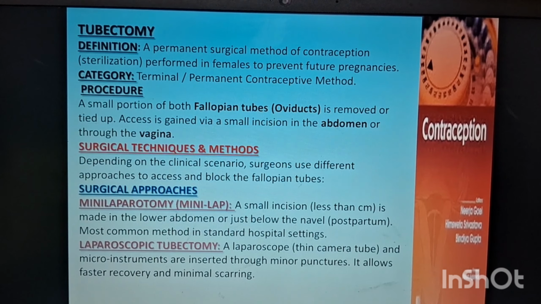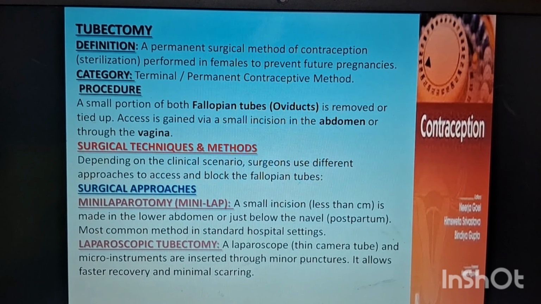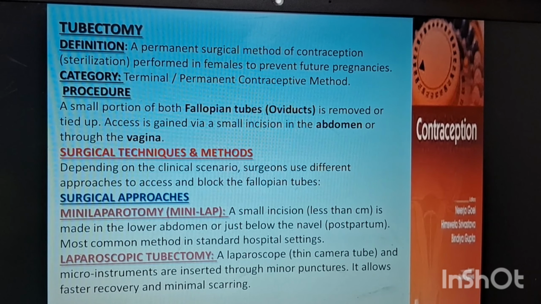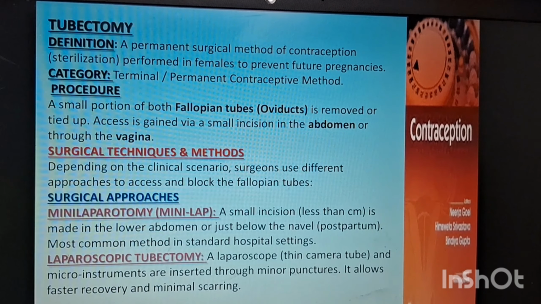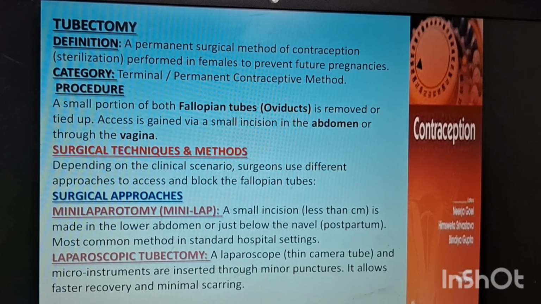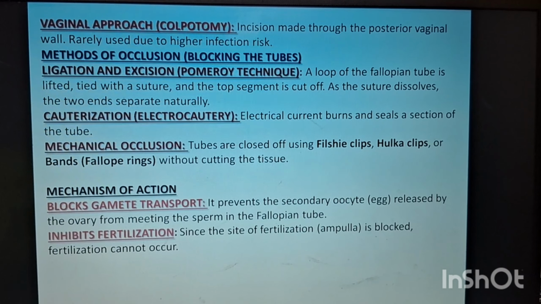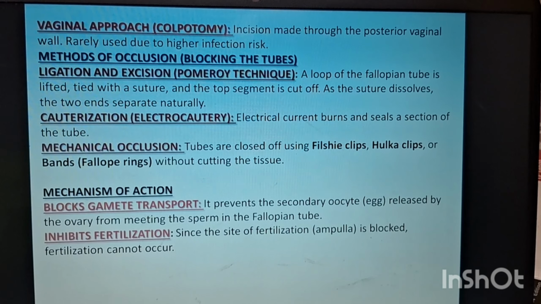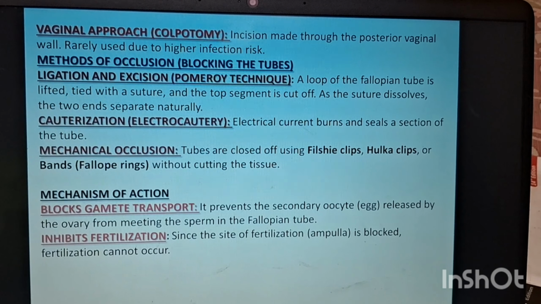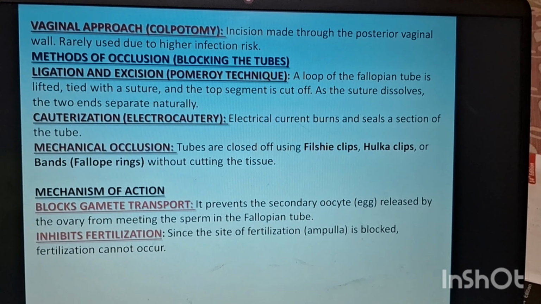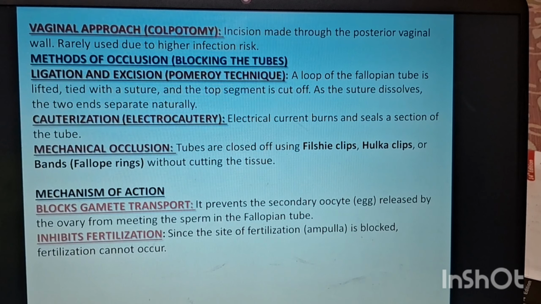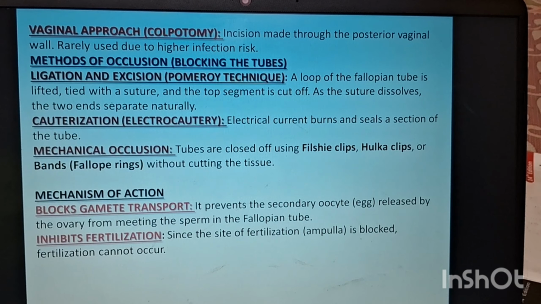Next, laparoscopic tubectomy. A laparoscope, that is a thin camera tube, and micro instruments are inserted through minor punctures. It allows faster recovery and minimal scarring. Next, vaginal approach or colpotomy, that is incision made through the posterior vaginal wall, rarely used due to higher infection risk.